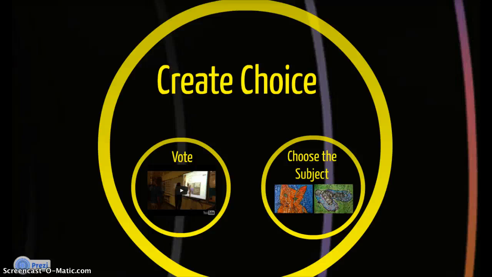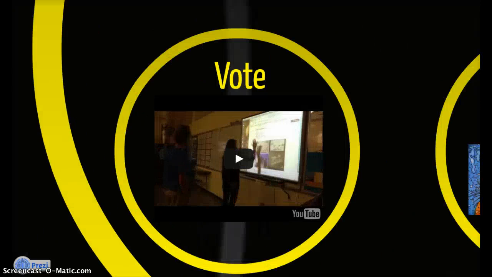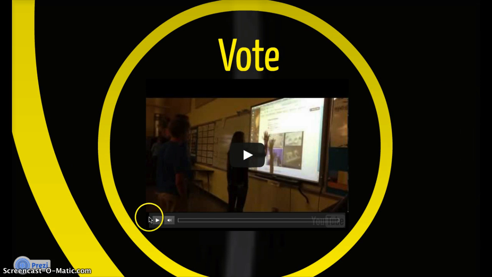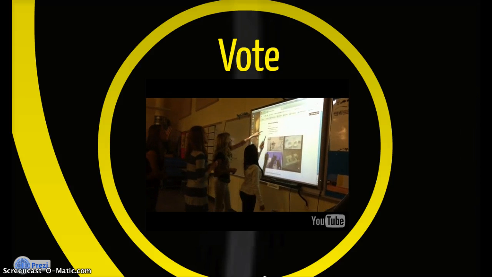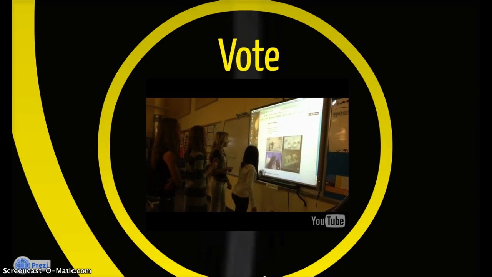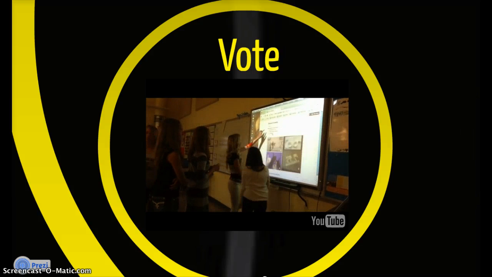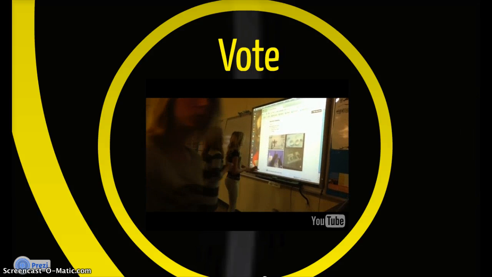Creating choice for your students is also a very easy way to empower your students. As we know, you can teach the same concept a million different ways, and because I've been teaching for a while, I have a couple of projects that qualify for each concept. So here is an example of my students going up and they're voting. In this case, I'm using Google Forms. I have a picture embedded in the form, and they're going up to my smartboard and voting.